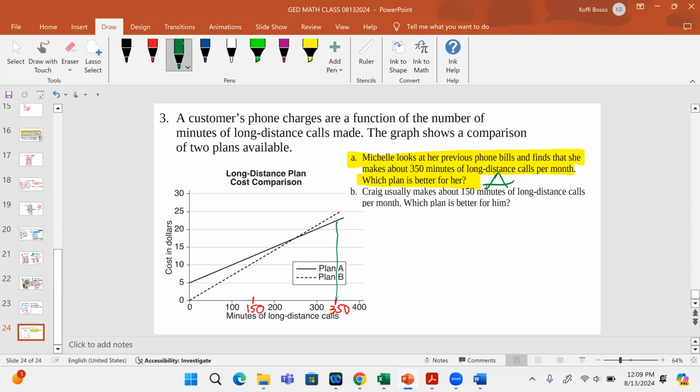Now, if you check for 150, again, I draw the same line. This time, I touch plan B first. Yes, so plan A will be on top. That'll be higher. So plan B is better for question B. So here is B. You see? Yeah, so she got it.